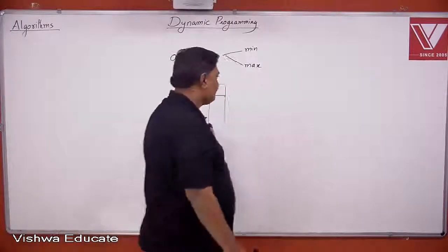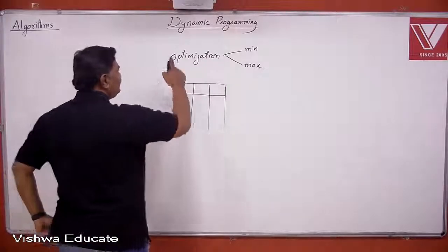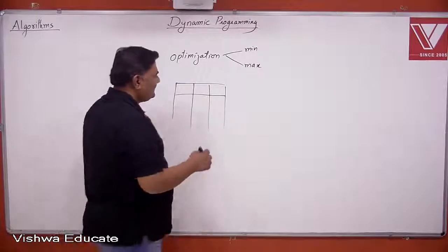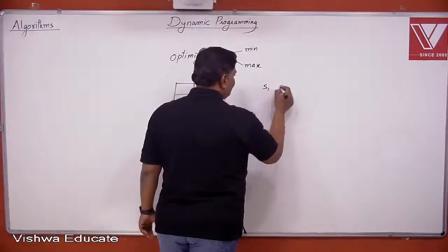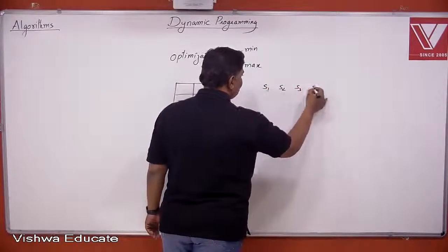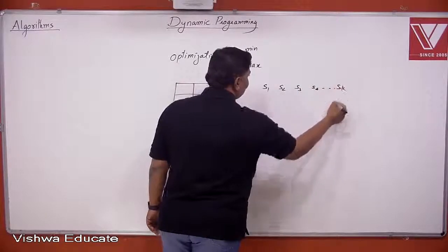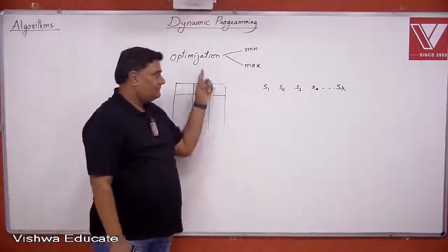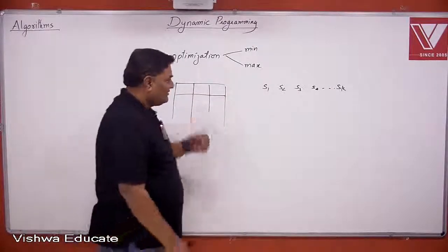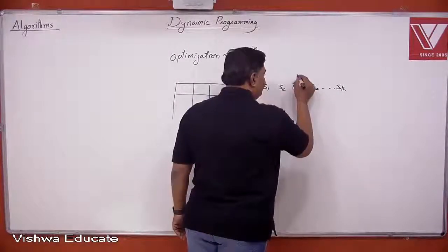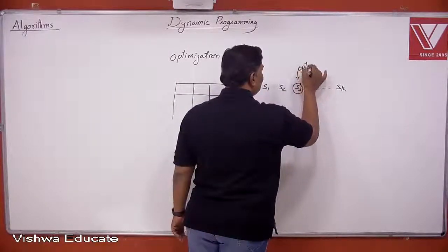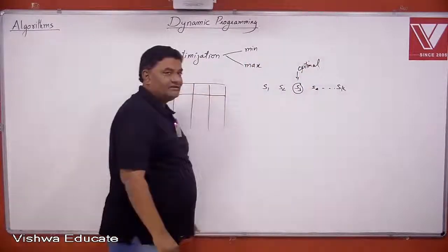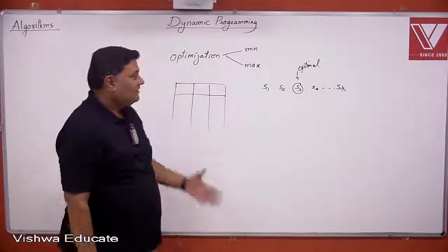This is one point. Then, as this is for optimization problems, you know well that for any problem there may be more than one solution, right? K solutions. Second point about dynamic programming. Now suppose this is the optimal solution, right? So it is feasible as well as optimal.